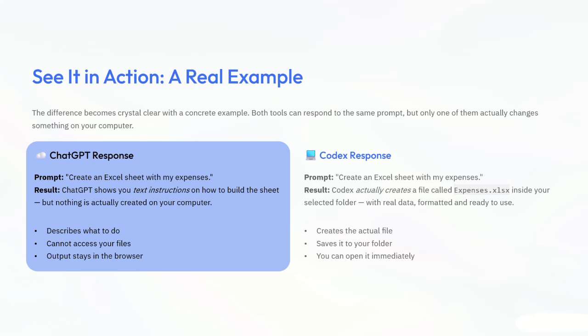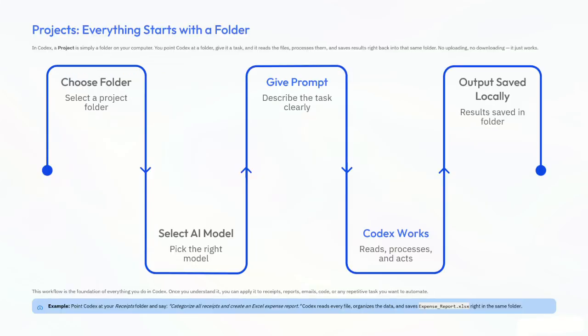So the prompt is exactly the same. The difference is in the result. ChatGPT just gives the information while Codex delivers the finished work. So I think this is the best example. You will get the clarity of what Codex can do. Okay, let's go ahead. Now everything starts with a folder, so let's understand this.